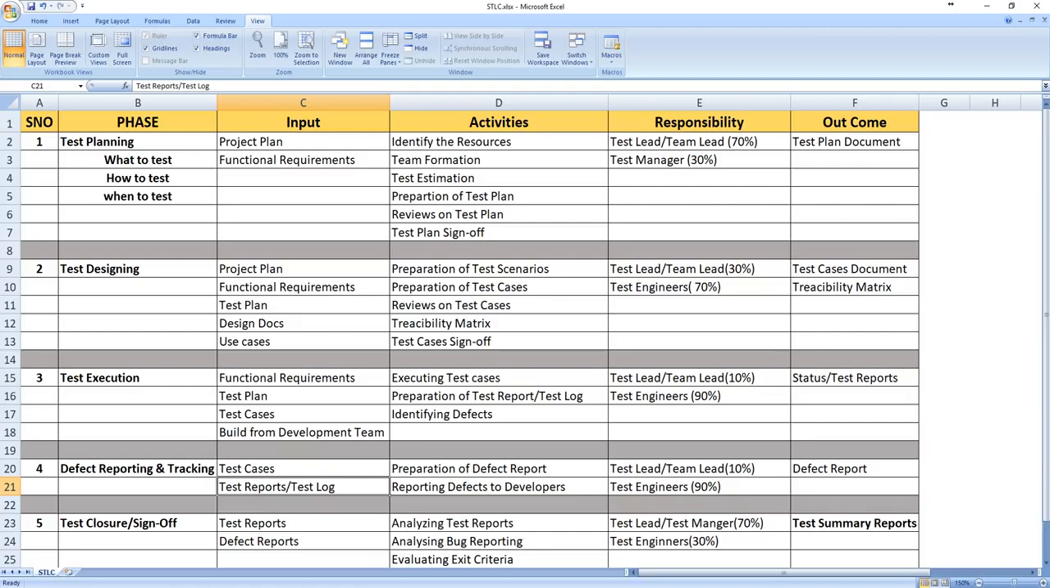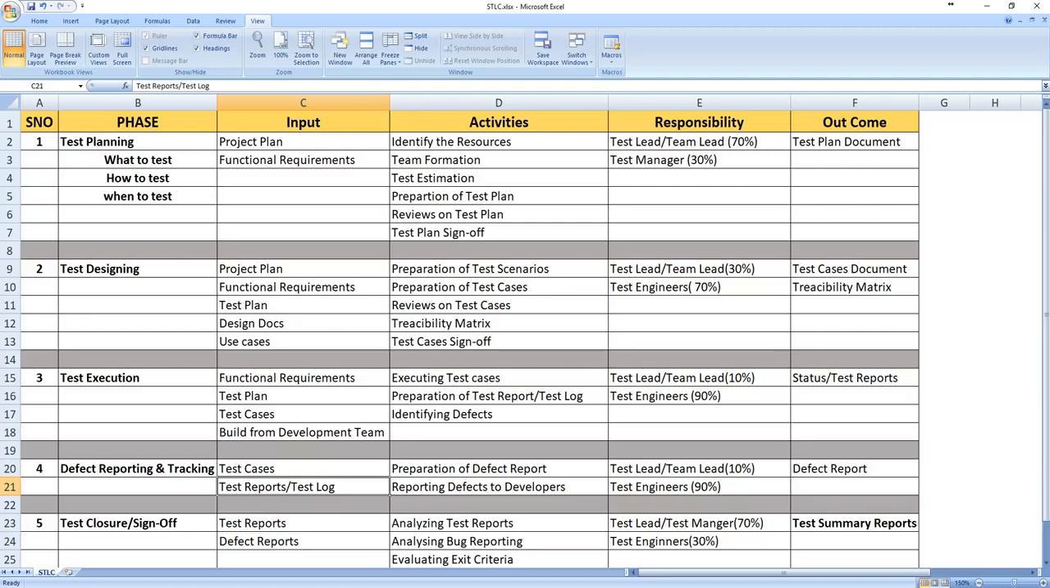So when do we need to stop our testing? Here, there are some criteria. If we match that criteria, then we can stop our testing. We'll discuss in detail what the criteria are in the next slides. If we want to sign off our testing, we need to have test reports and defect reports. So test reports and defect reports are the input criteria.